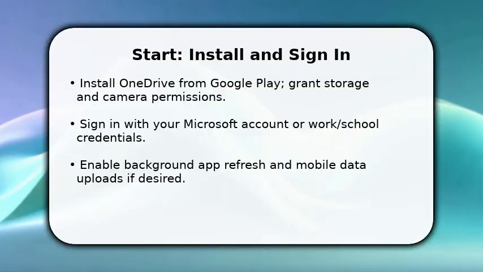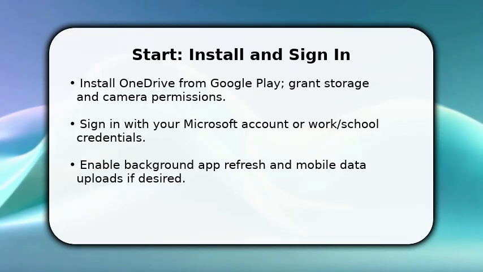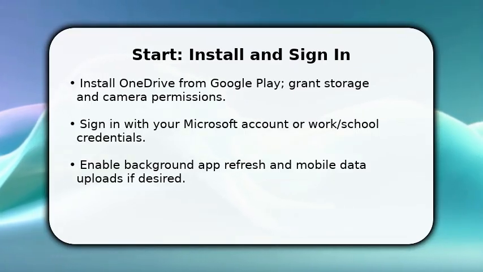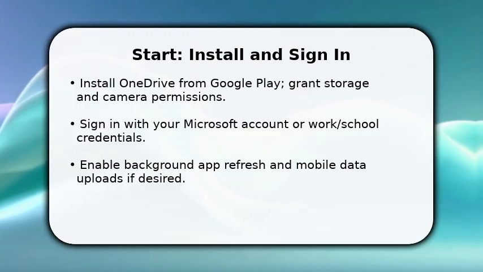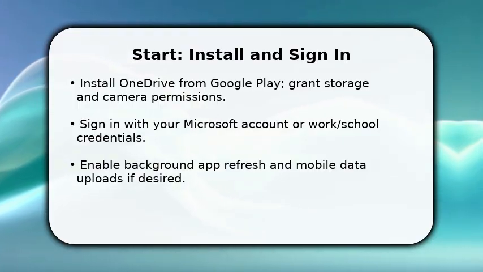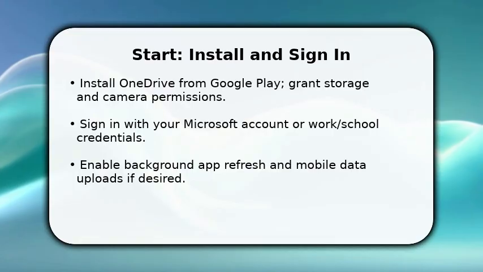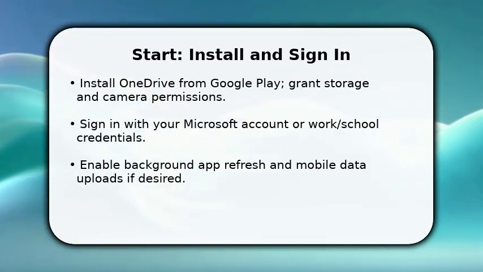Enjoy the video. You'll begin by getting OneDrive installed and signed in so files can flow. Open Google Play, install OneDrive, then grant storage and camera permissions so uploads work smoothly. Sign in with your Microsoft account or your work/school credentials. This links cloud storage to your phone.